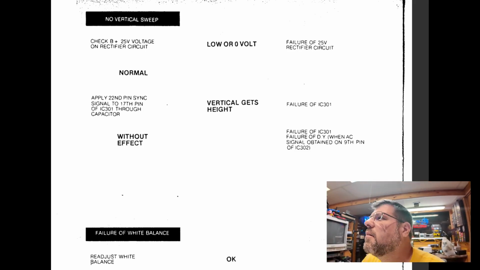Okay, so in the service manual, as you can see now, there are a couple of things to check for no vertical sweep. It wants you to check the B plus to see if there's 25 volts on the rectifier circuit. If it's low, you have a failure of the rectifier circuit. That'll be a simple one if it's just a voltage problem. Or it looks like we short the 22nd pin sync signal to the 17th pin on IC 301 through a capacitor. If we get some vertical, then we have a failure of IC 301. Isn't that something? It also says failure of DY when AC signal is obtained on the 9th pin of IC 302.